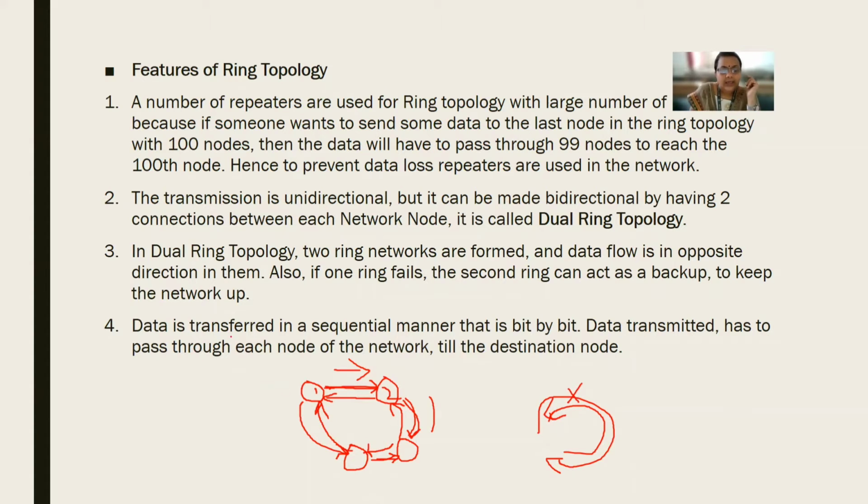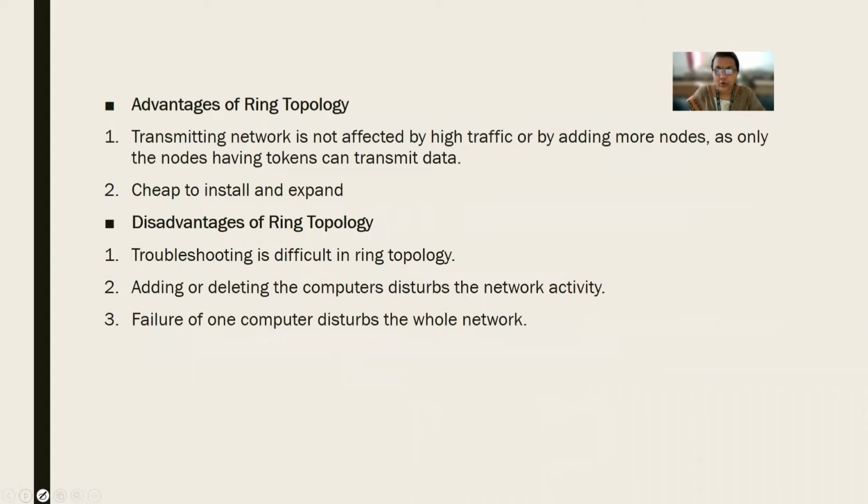Okay. Data is transferred in a sequential manner, that is bit by bit. And data transmitted has to pass through each node of the network till the destination node. Okay. That is the ring topology's features. Now, what will be the advantage? The transmitting network is not affected by high traffic or by adding more nodes, as only the nodes having tokens can transmit data. When I told you about bus topology, I told you there is only one single cable and all the nodes are connected there. That's a bus topology, right?